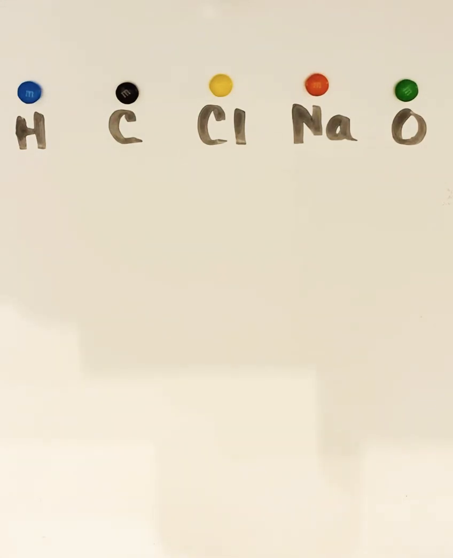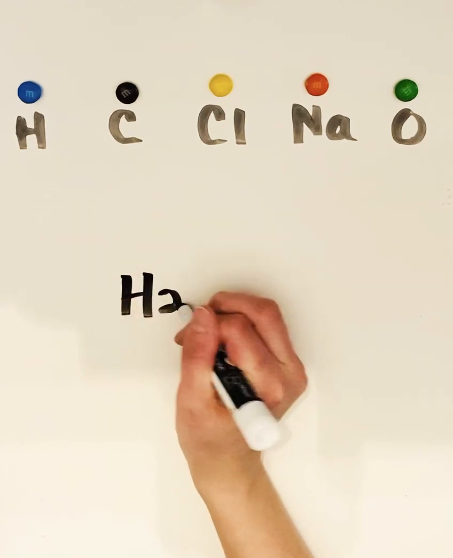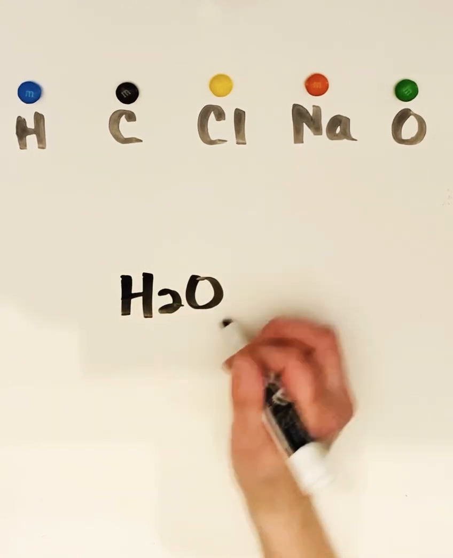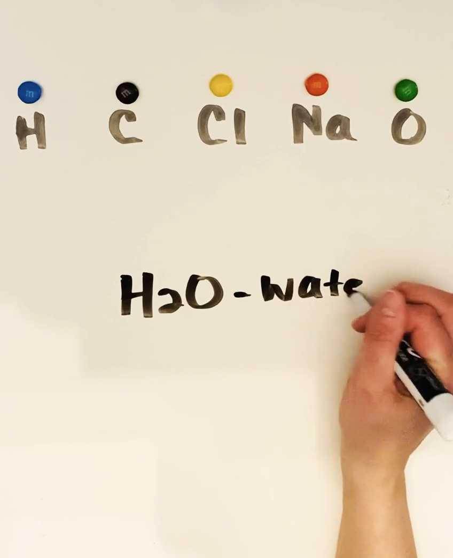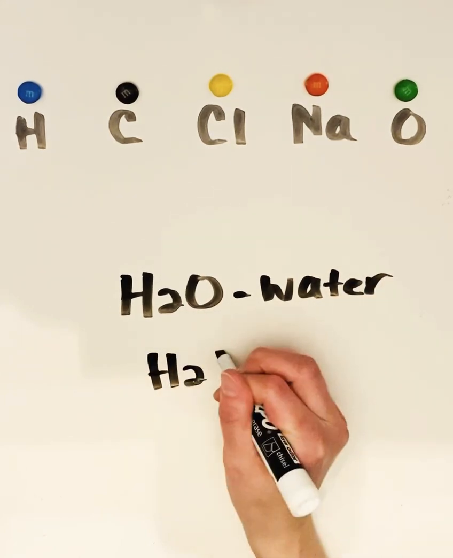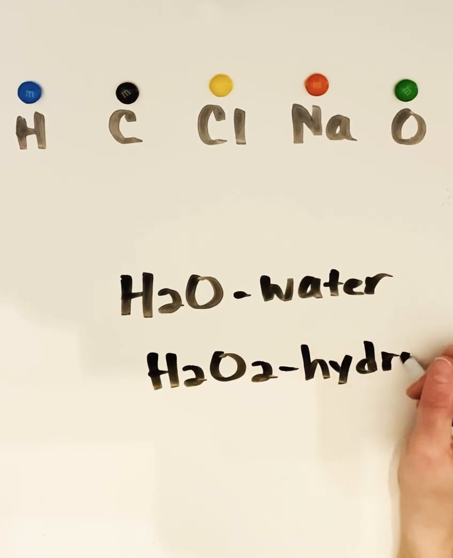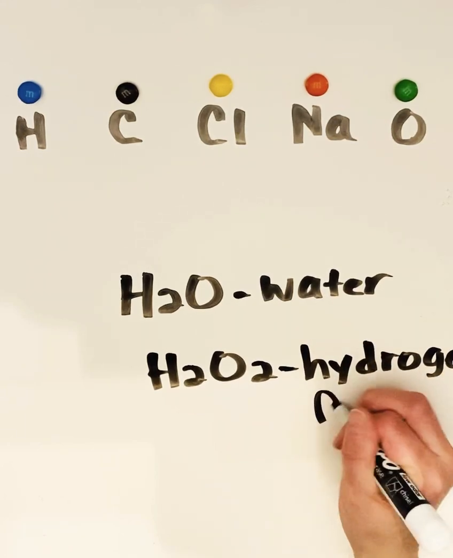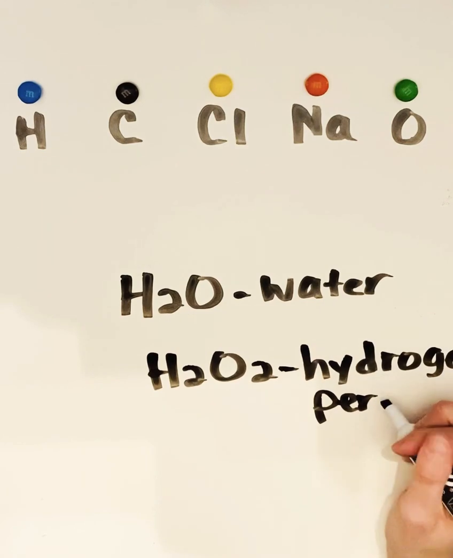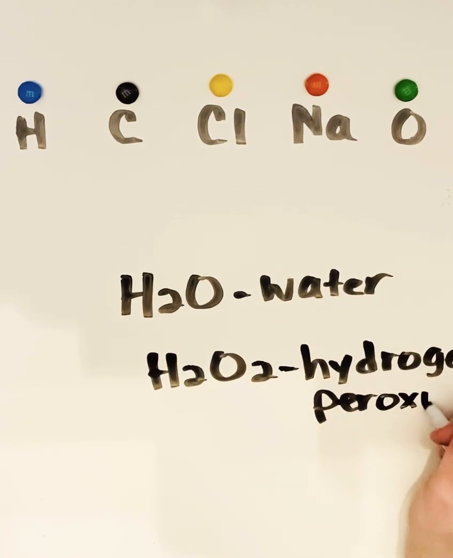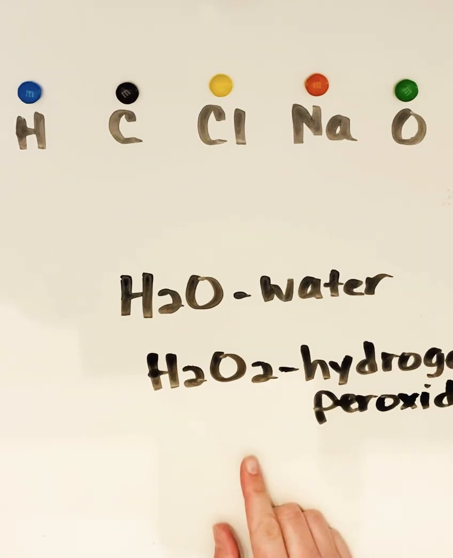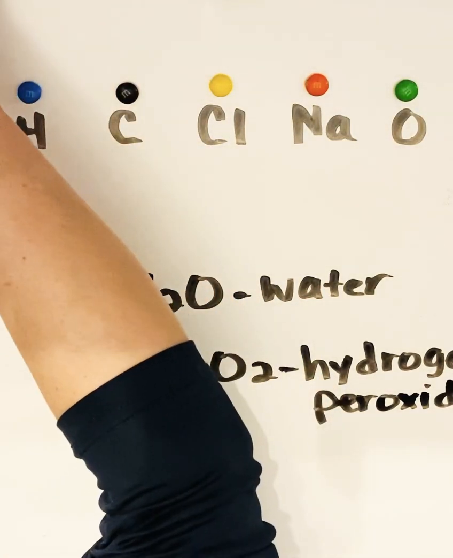So water is H2O. Hydrogen peroxide, some of you might know, is H2O2. So when I just add 1 more oxygen atom to water, it creates hydrogen peroxide, which is very different than water. Still liquid at room temperature. And the hydrogen peroxide molecule has a really interesting shape.